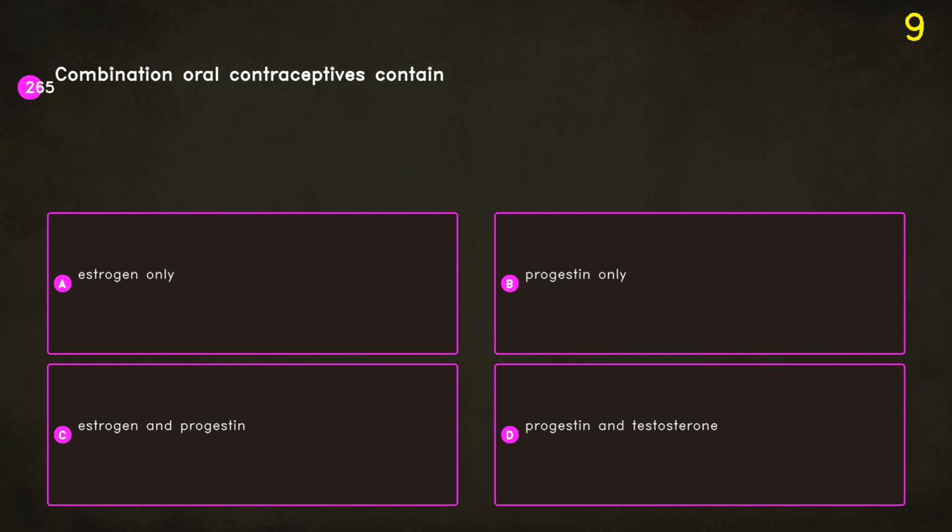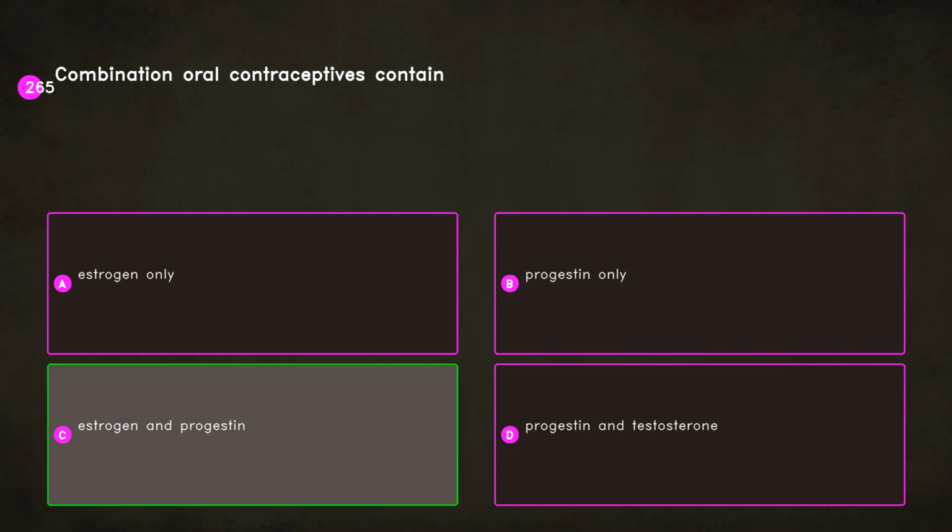Question 265. Combination oral contraceptives contain A. Estrogen only, B. Progestin only, C. Estrogen and progestin, D. Progestin and testosterone. The correct answer is estrogen and progestin.